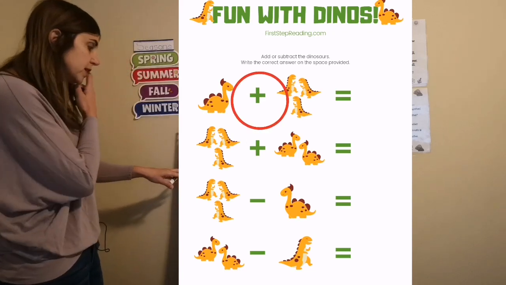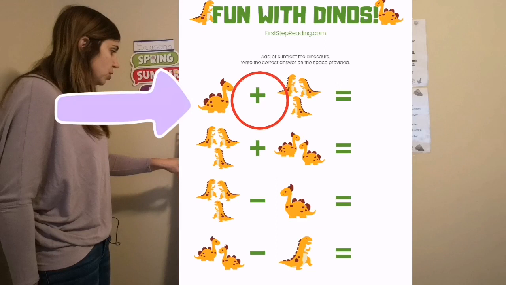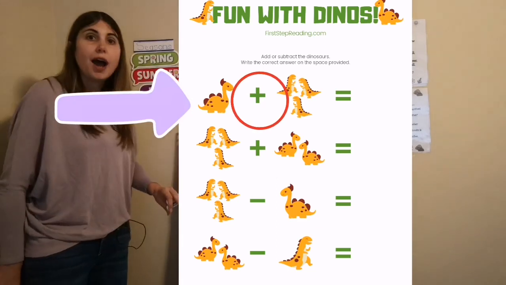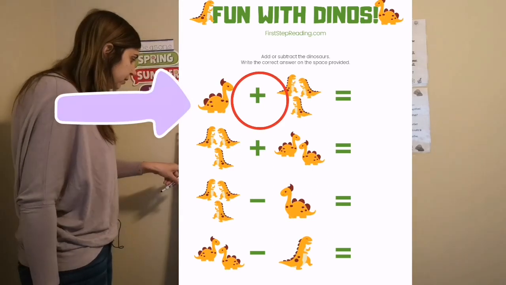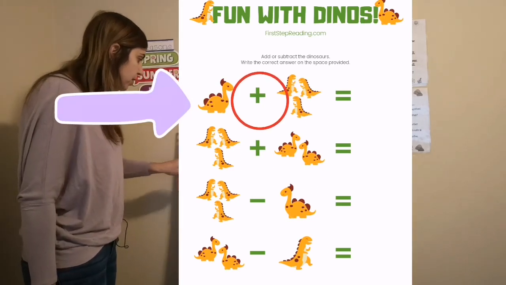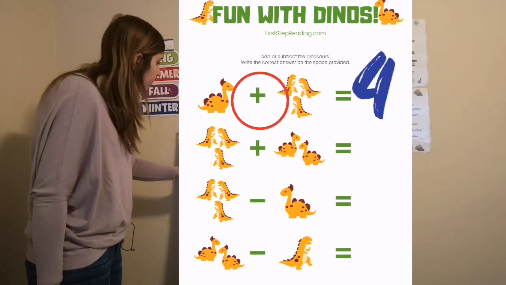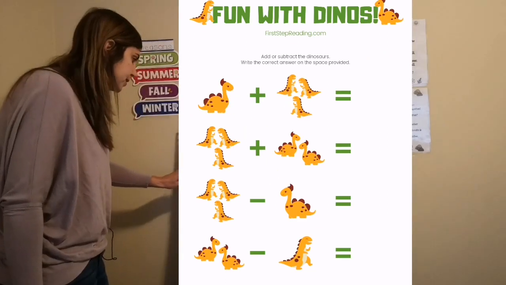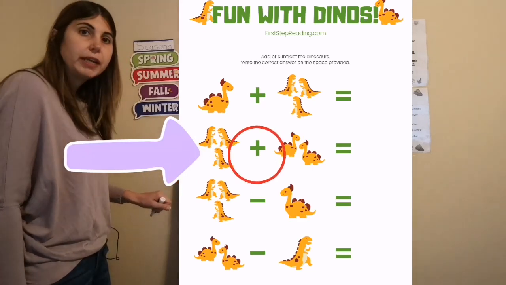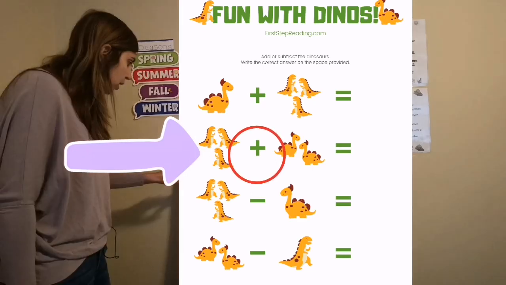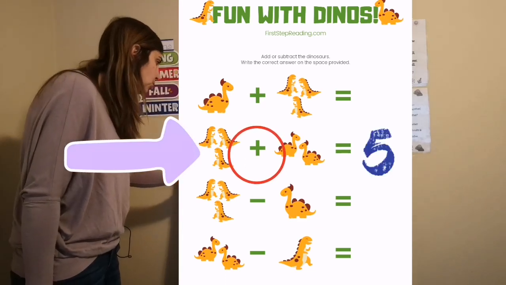So the first one says, 1 dinosaur comes to 3 dinosaurs. How many dinosaurs do you have? It's a plus, it's addition. 1 plus 3, so you count 1, 2, 3, 4. Again, this is plus. 3 dinosaurs come to 2 dinosaurs. How many do you have? 1, 2, 3, 4, 5. This is what we did last week.